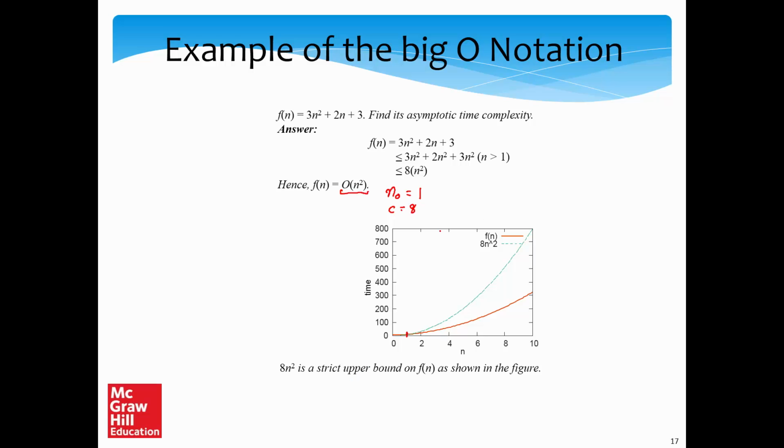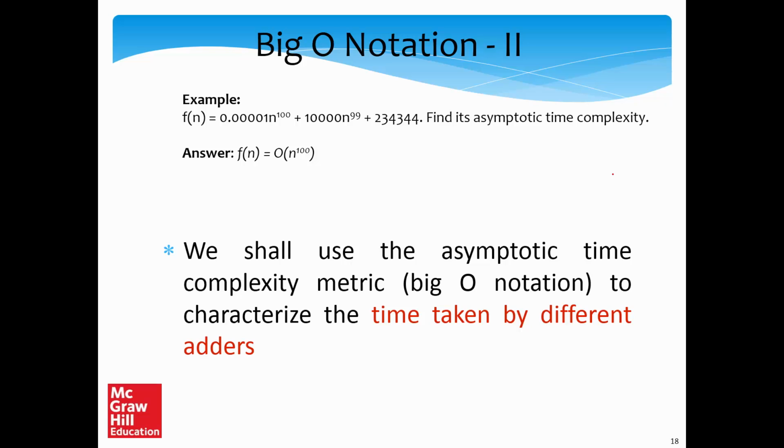So essentially the point is that we can have any kind of function with any number of polynomial terms. We want to find a simple upper bound and ignore multiplicative and additive constants. The order notation gives us a mathematical tool for achieving that. For example, let's consider this function: 0.0001 n to the power 100 plus 10,000 times n to the power 99 plus a big constant. Let's find its asymptotic time complexity.